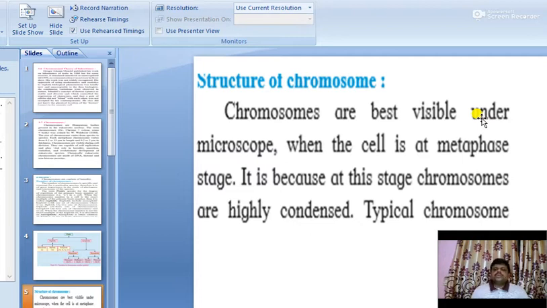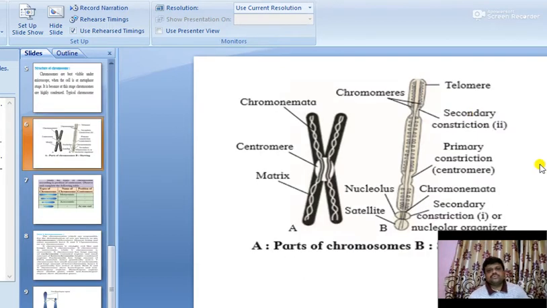So chromosomes are visible in metaphase because they are highly condensed in this phase. A typical chromosome consists of two sister chromatids, and these two sister chromatids are held together at a point. This is called the centromere. So the centromere holds these two sister chromatids together at this point.